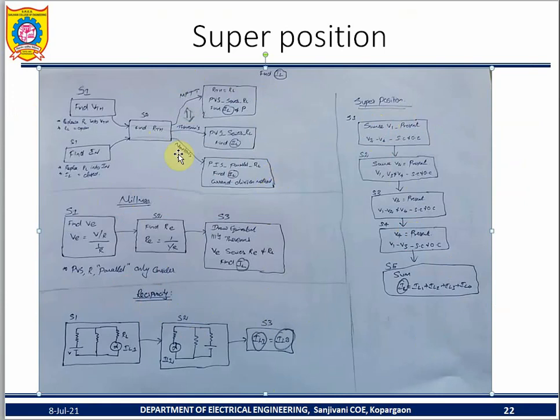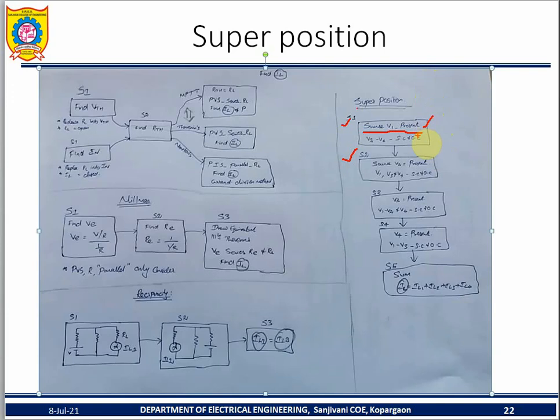What is the purpose of these theorems? All of them find the load current. Coming to the superposition theorem, which is in my syllabus: you ask, what is the superposition theorem? Step 1, step 2, step 3. Read this box: source V1 is present. Who is present? Only V1. Very good.